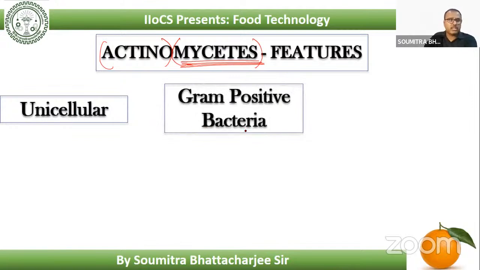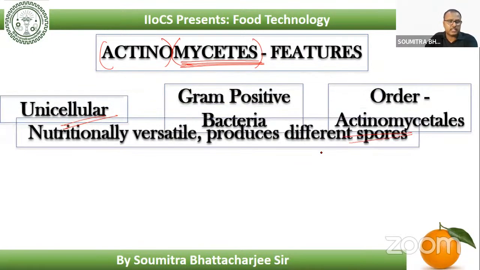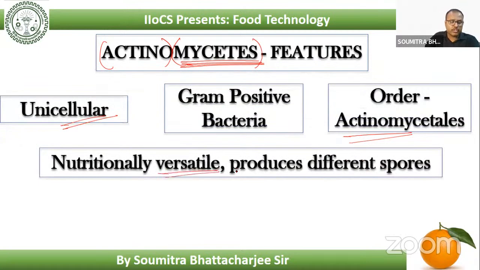These are typical prokaryotic organisms, which are unicellular and gram positive in nature, and they belong to the actinomycetes group, order itself. They are nutritionally versatile. Do remember, for the prokaryotic group we always say that they are metabolically highly active. So they are highly nutritionally versatile, and they produce multiple kinds of spores also.